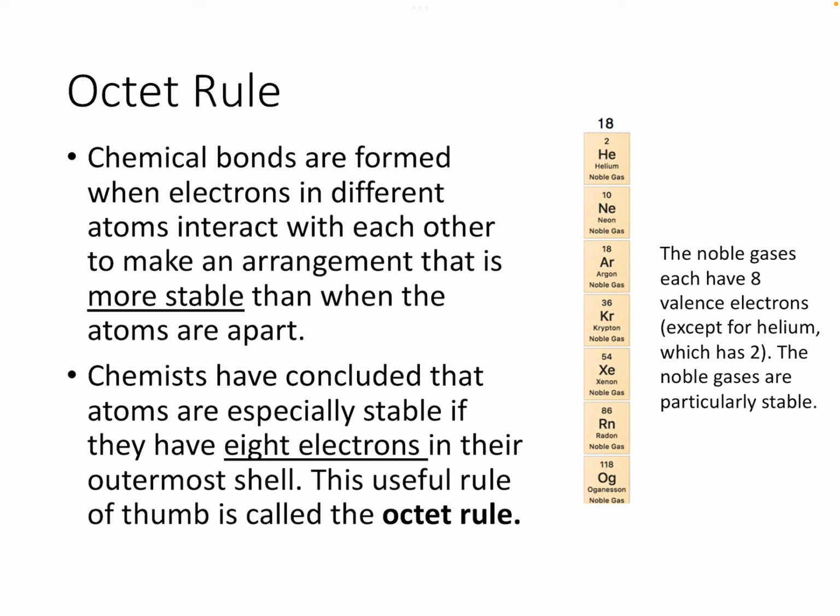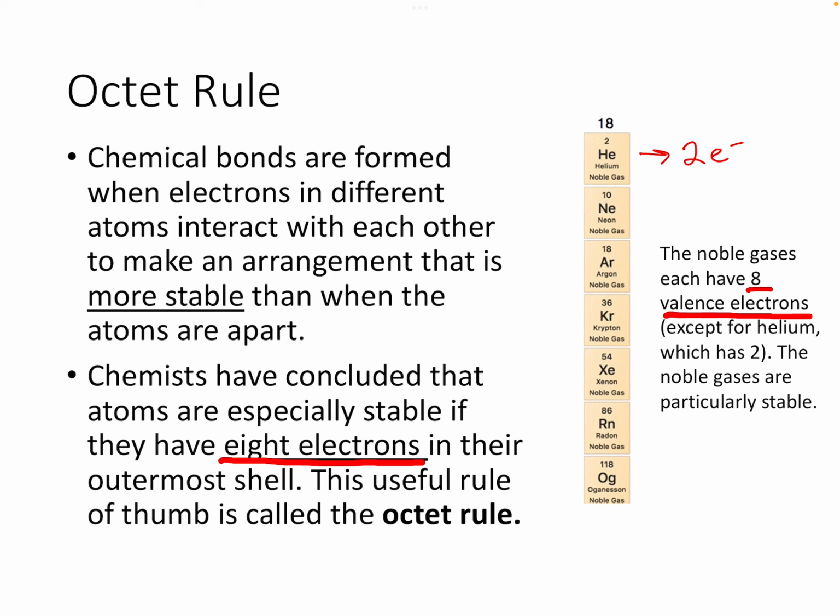Chemists have concluded that atoms are especially stable if they have 8 electrons in their outermost shell. This is called the octet rule. For example, last chapter we talked about the noble gases in group 8, and we said that the noble gases are very unreactive because they're very stable on their own. This is because each of the noble gases has 8 valence electrons, except for helium, which has only 2 electrons total, right?